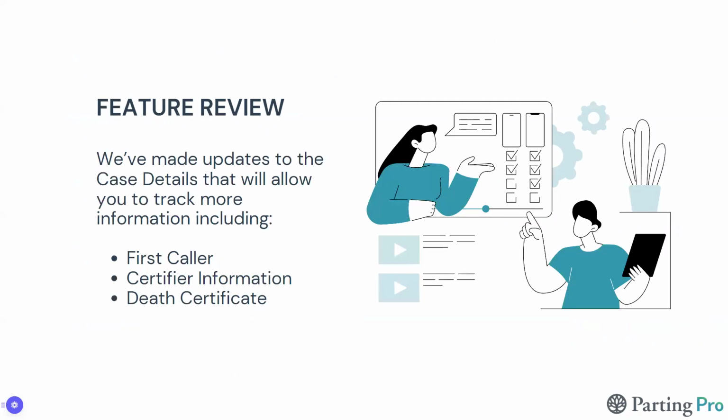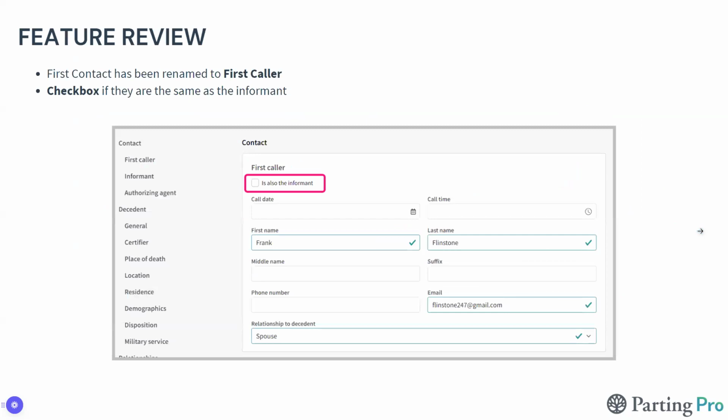So just hopping right into our feature review. We had some updates come out, I think it was just this week, in our cases, case details. This is going to allow for some more tracking. So we've got some additional first caller information available, some new certifier information available, and some new death certificate. There's a whole new death certificate section that will allow for some beginning of tracking. I've got some screenshots here that are going over this.